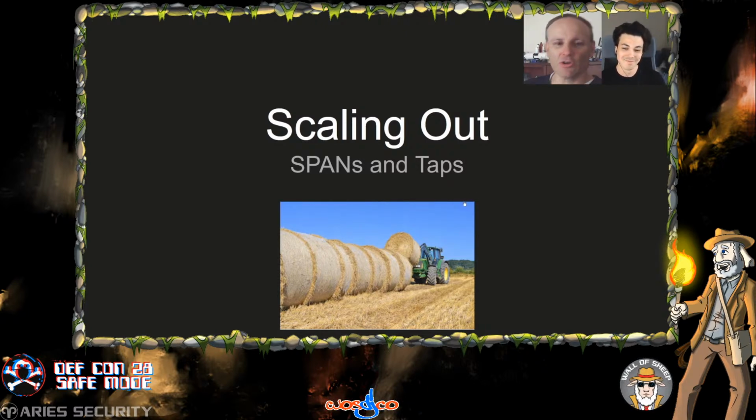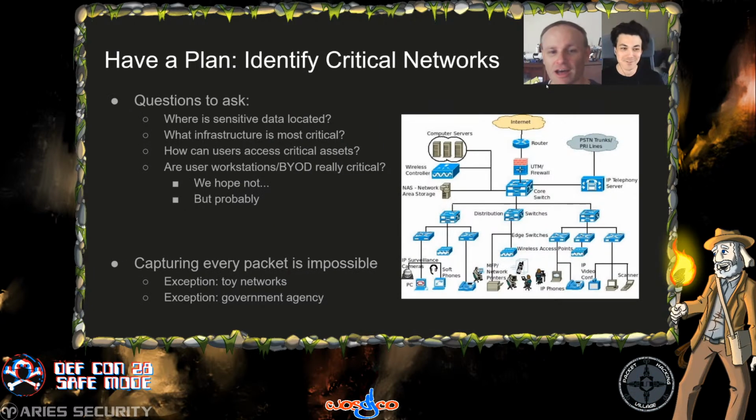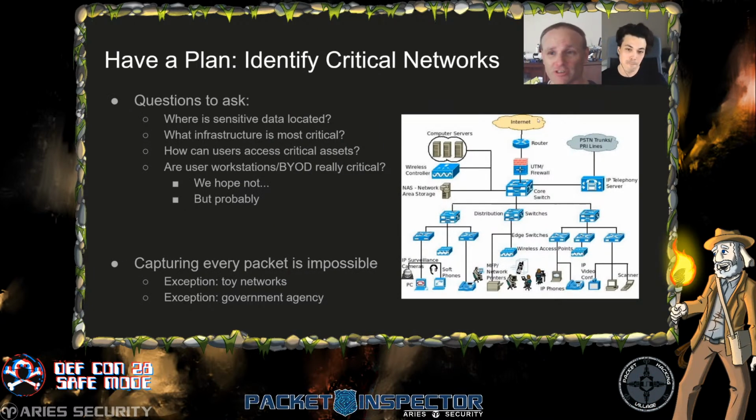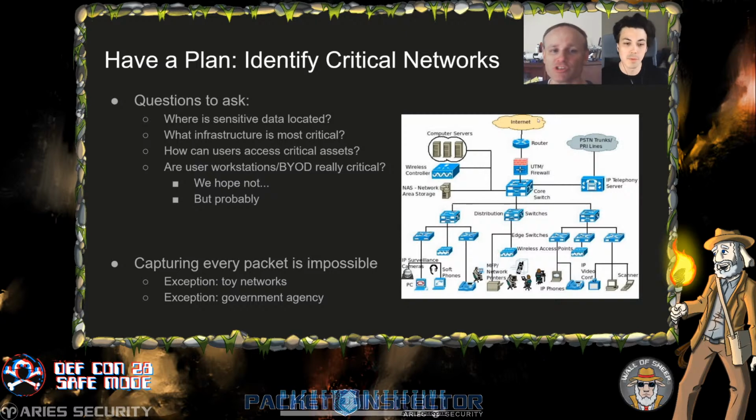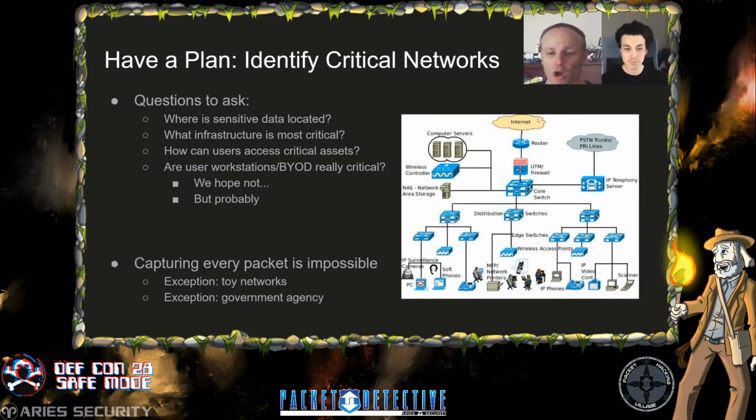All right, so speaking of scale, how do we scale out? And the thing we're going to talk about first is identifying critical networks, right? So before you start implementing anything, by far the most important step is to identify what you care about and what you want to capture, right?